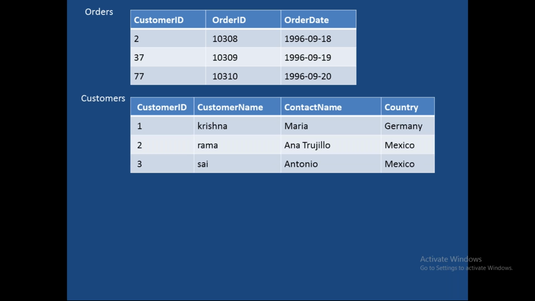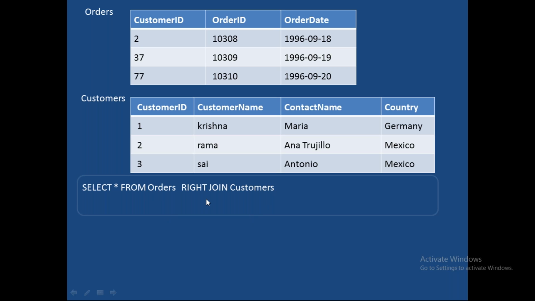Now you see I have again orders and customer tables. This time I'm going to say select star from orders right join customer. What is the right table here? This side is going to be right, this side is going to be left. So left table is orders, right table is customer.